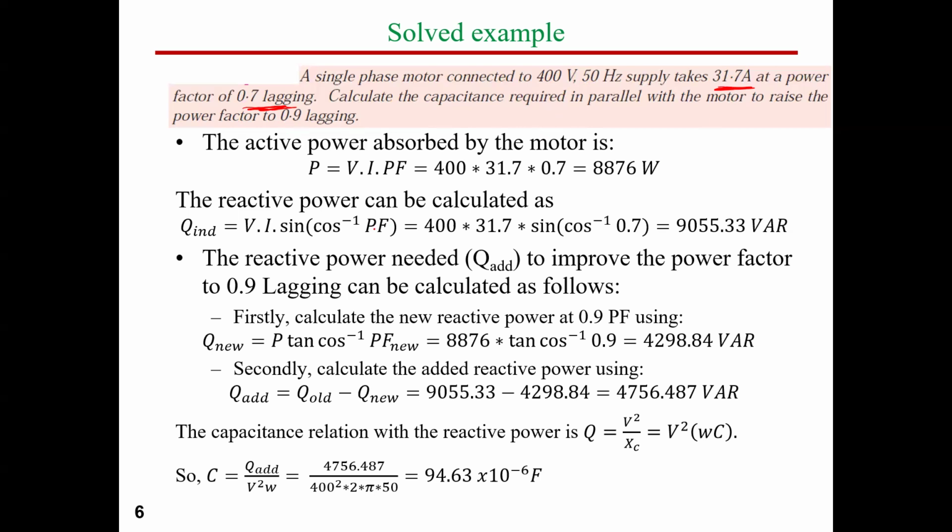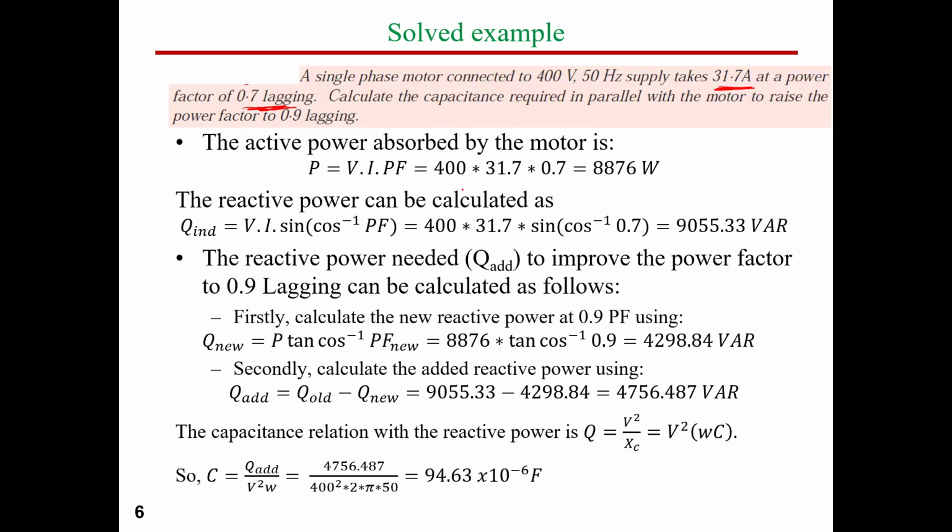So now, guys, we have a supply, we have a motor with 0.7 lagging power factor, and we would add a capacitor to make this power factor equal 0.9, to improve this power factor from 0.7 to 0.9. So simply we can follow the relations we just described in the previous two slides.